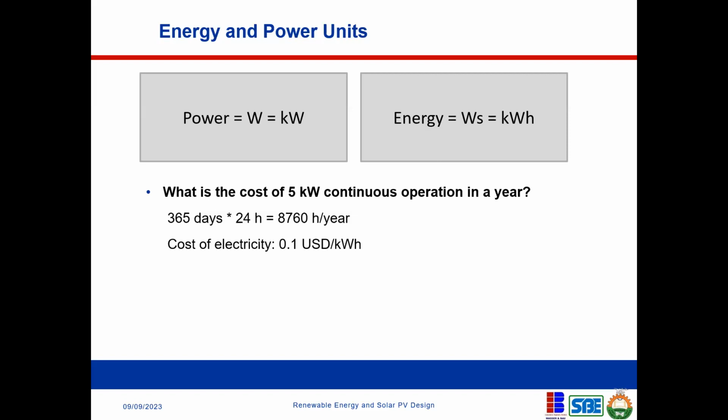It has a time component, whereas power is kilowatts or watts. Energy is watt-second or kilowatt-hour. Okay, so having that at the back of our mind, what is the cost of 5 kilowatts continuous operation in a year? Now, this is energy. What you're actually paying for in your homes is energy.